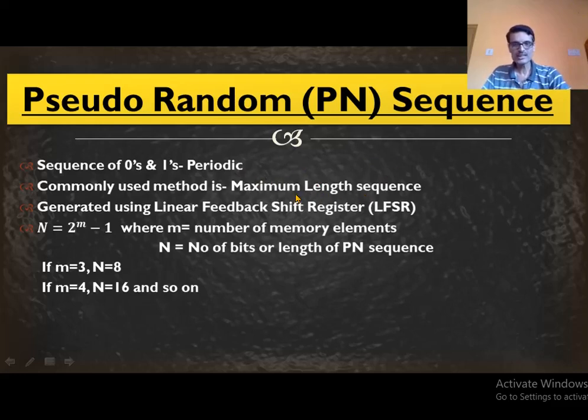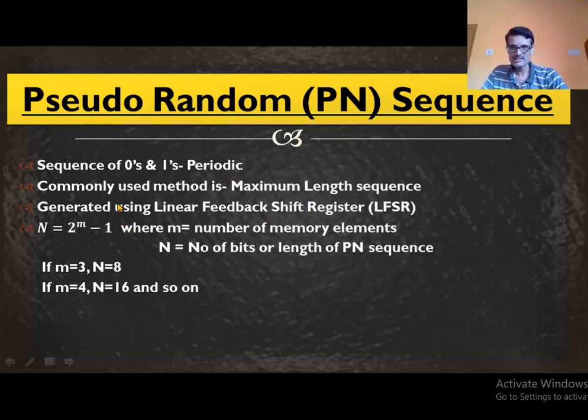In this maximum length sequence code, we use a circuit called LFSR. LFSR stands for linear feedback shift register. It's basically a shift register with a certain feedback, linear feedback to the input. As you know, a shift register consists of memory elements, flip-flops, where we store the bits and shift the bits, and it will generate some output. So if I provide a feedback to this, it will generate a PN code, that is, a pseudo-random sequence code.